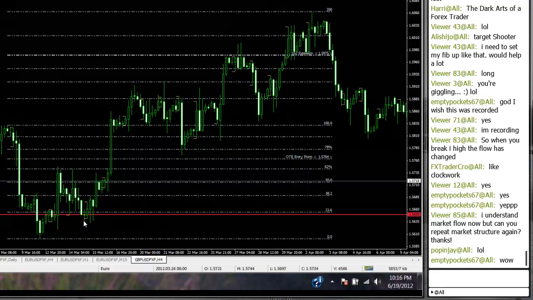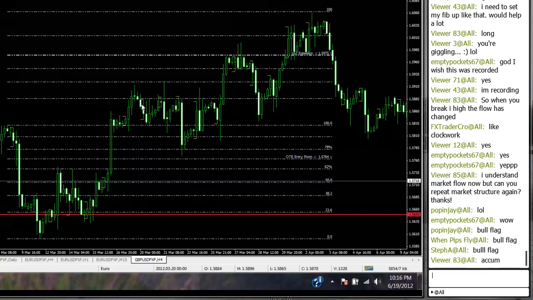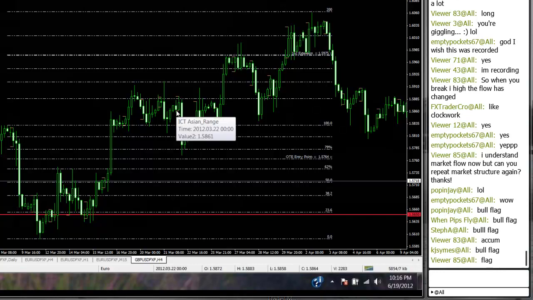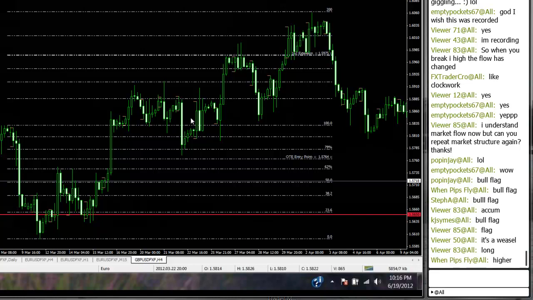This right here, what is this? What classic price pattern is this? Bull flag. Exactly, it's an accumulation pattern. It's a trend following pattern. But what does it tell you? It tells you expect what kind of prices? Lower? Exactly.